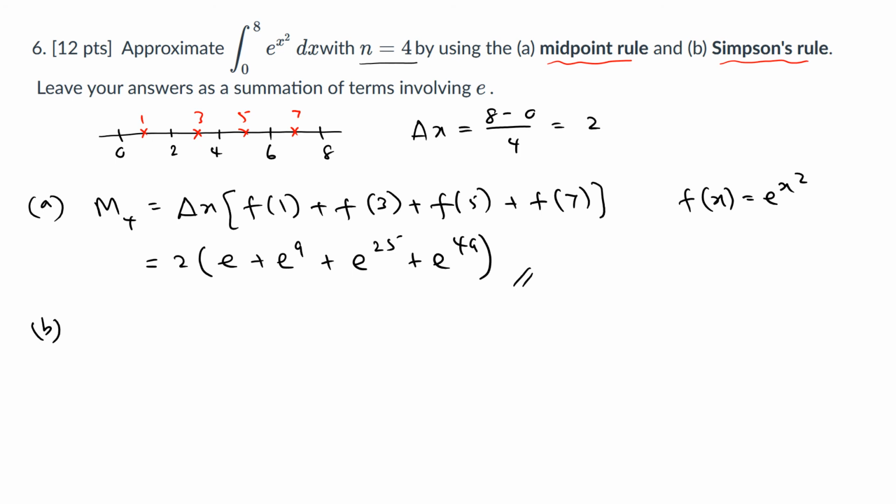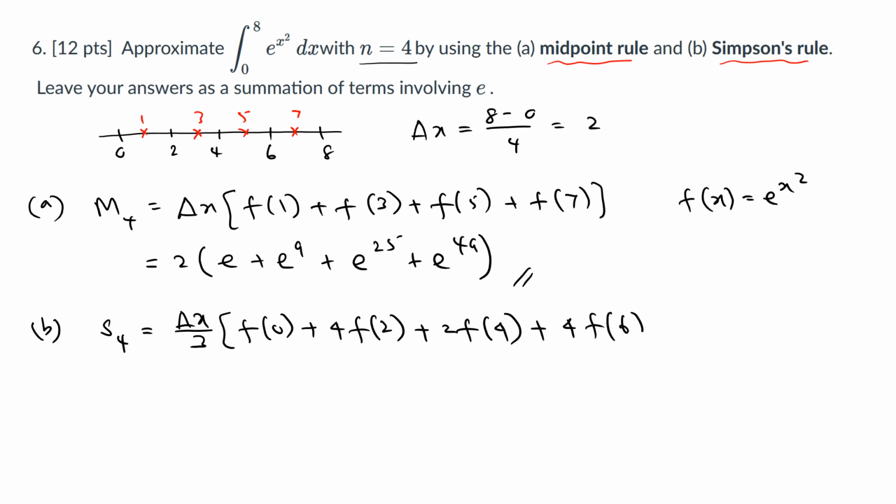And part B, which is the Simpson rule, again with 4. The Simpson rule says delta x over 3, and then we go with the format 1 4 2 4 1. So you have to go with each node. We start with 0, that's the first node, then multiply by 4 the second node, which is 2, then multiply by 2 the next node, which is 4, then 4 for the next node, which is 6, and the last one is 8. So that's the format: 1, 4, 2, 4, 1.